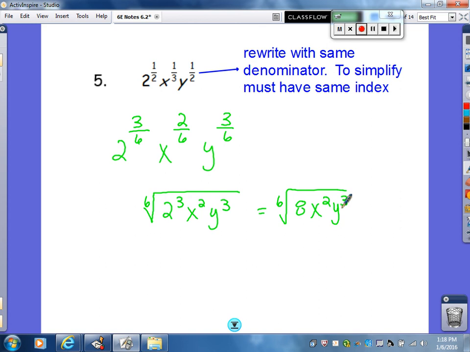All right, so like I said, please make sure you write down what's in blue. To simplify, you must have only one index. Everything has to have the same index. One radical. You're only allowed one radical.